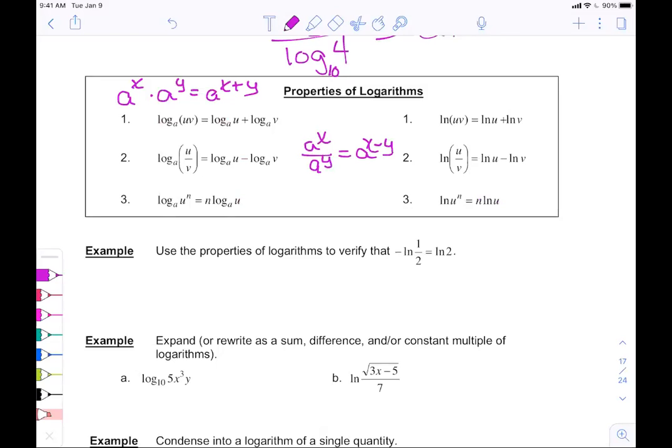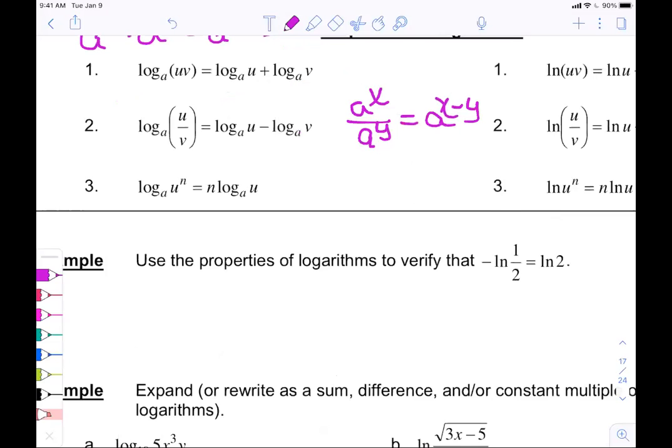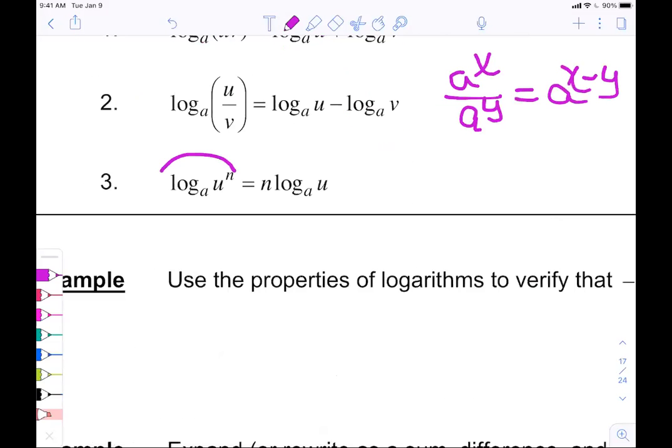And then the last one we have is the log base A of u to the exponent of n. That exponent of n actually pops in front and becomes multiplication. So this becomes n times the log base A of u. So the exponent can be moved into multiplication form. And this is similar to the power to a power property where you end up multiplying those two together. So we're multiplying the log with the exponent.